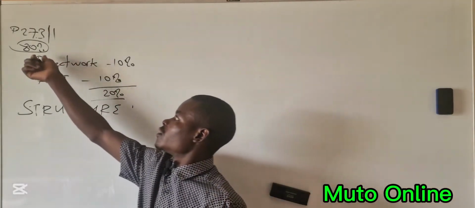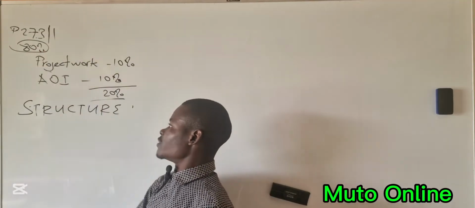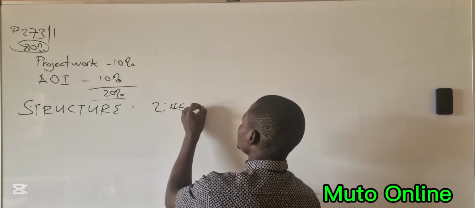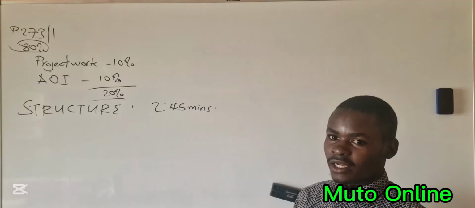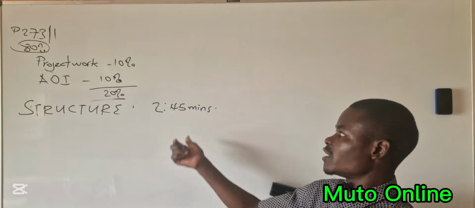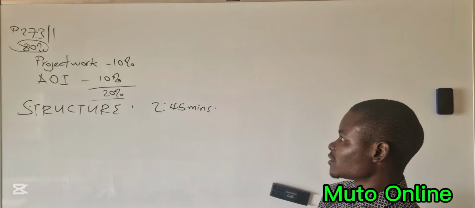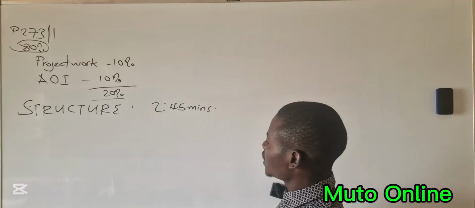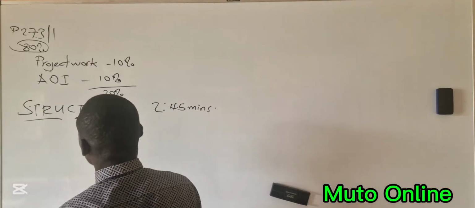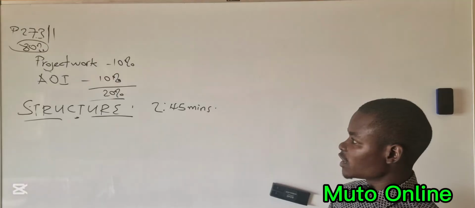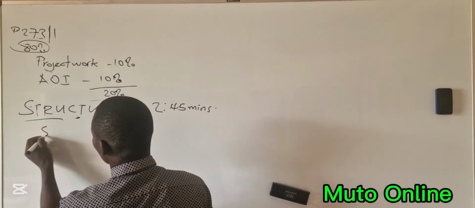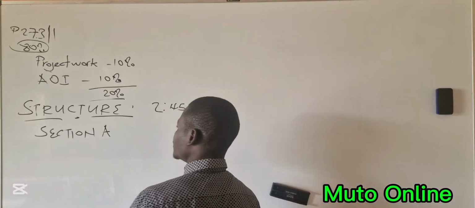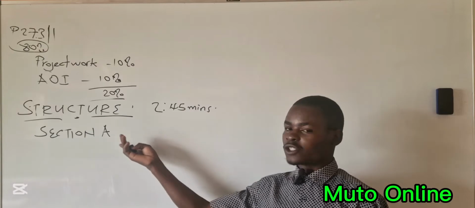This paper will have a duration of 2 hours and 45 minutes. It is a bit lengthy, however, this time is just enough for you to pass and get something like 70 and above out of the 80. The paper has 2 sections. However, in this video, we shall be focusing on section A.